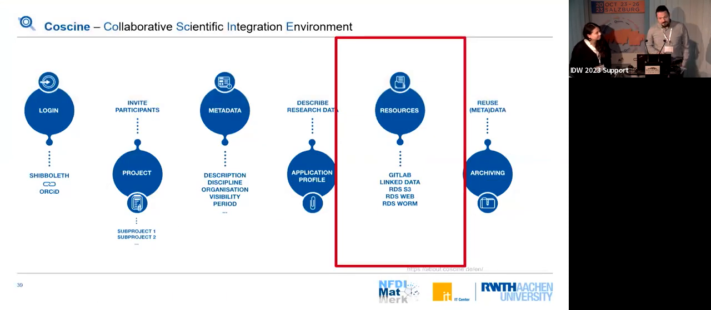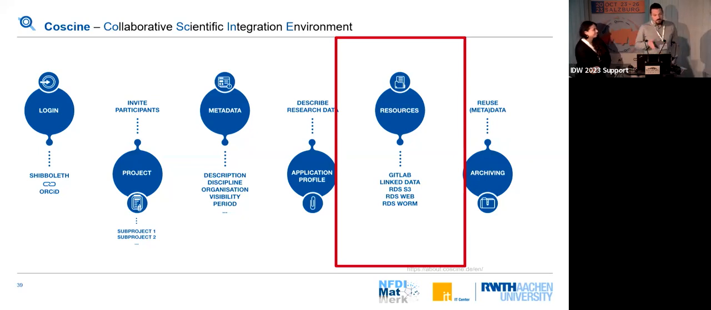So the first thing I would like to introduce is the platform that we're using to implement FDOs, which is COSIGN, a collaborative scientific integration environment. And as the name says, it's an integrated environment. So maybe a bit different to what we've seen in the first talk, instead of having individual tools that work with existing other applications, we try to integrate it into one tool and provide a more streamlined way of connecting these things.